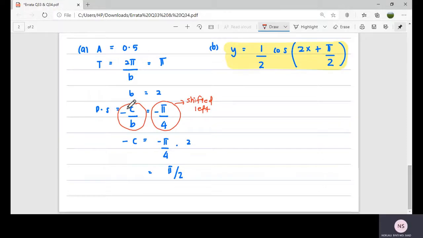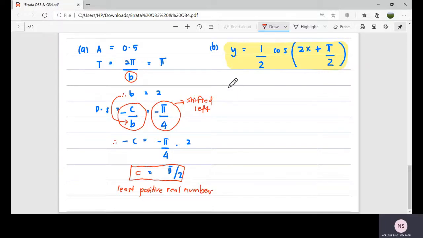Okay, so just now we already have 2 pi over B equals pi. Then you can solve to find what B is. Then you substitute here. Then you can have negative C equals negative pi over 2 times 2. So we have the value of C, where C is the least positive real number. Must be the least positive real number.